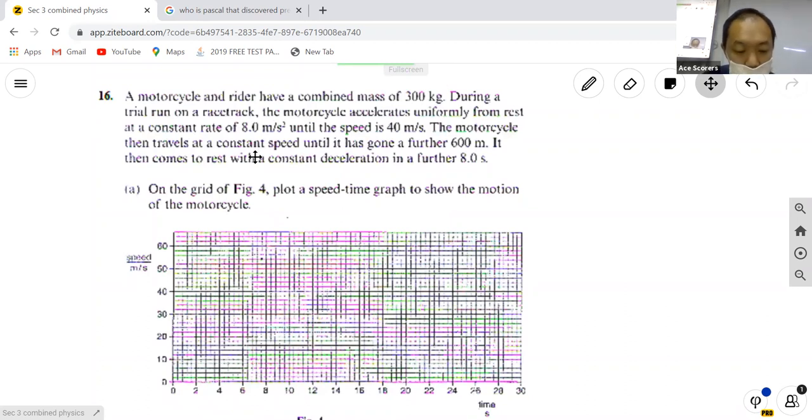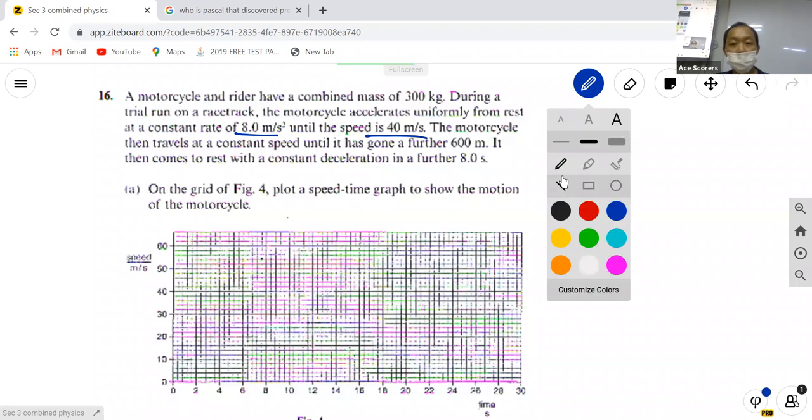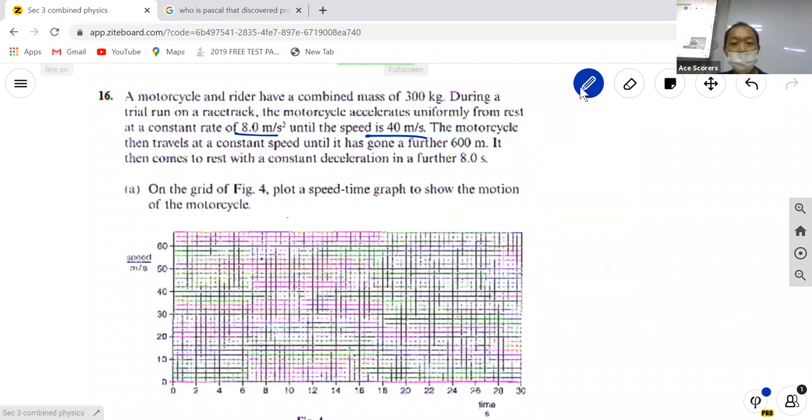So it reached a rate of 8, this acceleration, until the speed is 40. So first I need to find the time. How long did it take to reach 40? Yeah, 5 seconds. How do you know it's 5 seconds? What's the formula? V minus U over T, right? So 5 seconds to reach 40. 5 seconds is somewhere here, right in the middle.